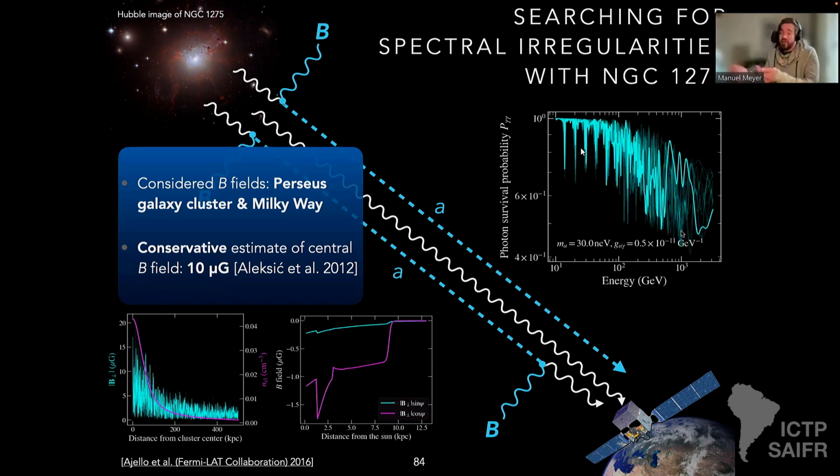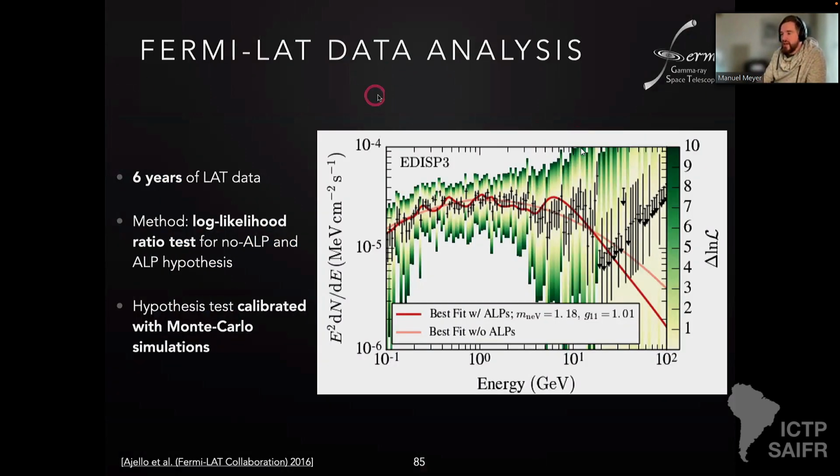So we need to test many of those, which will make the analysis a little bit more complicated. So we have looked for these oscillations using Fermi-LAT data. This paper is already, oh my God, it's already 6-7 years old. Back then we used 6 years of LAT data of the source and then did a log likelihood ratio test, which we'll touch upon in the hands-on session. And we actually calibrated this test using Monte Carlo simulations, also something we'll touch upon.